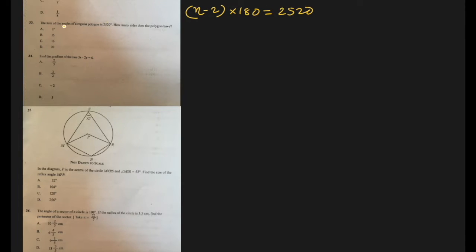The sum of angles of a regular polygon is 2520. They said angles, they did not say interior angles. But the sum of exterior angles is fixed, 360, so this can't be exterior angles. It is only interior angles. And they are asking how many sides.